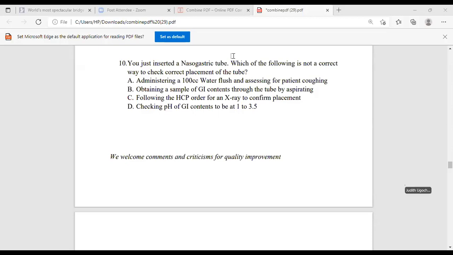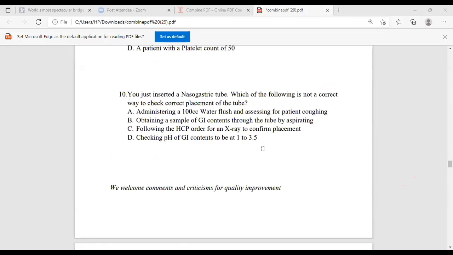Let's go. Nasogastric tube, which of the following is not a correct way to check correct placement? I need to see the question again. 2 minutes over. Let's get the right answer. Okay, the question says, you just inserted a nasogastric tube. Which of the following is not a correct way to check correct placement of the tube?